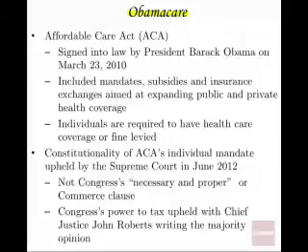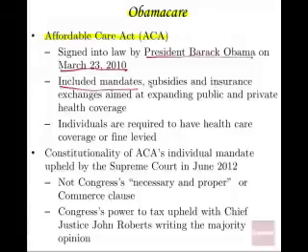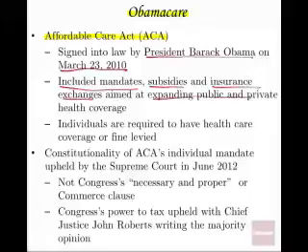But the actual name is the Patient Protection and Affordable Care Act, or the Affordable Care Act. This was the actual act that was passed through Congress, and it was signed into law by President Barack Obama on March 23rd, 2010. Now, what did it include? It included mandates, subsidies, and insurance exchanges aimed at expanding public and private health coverage.